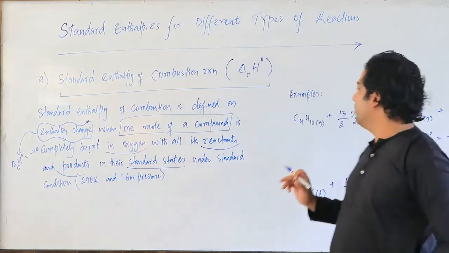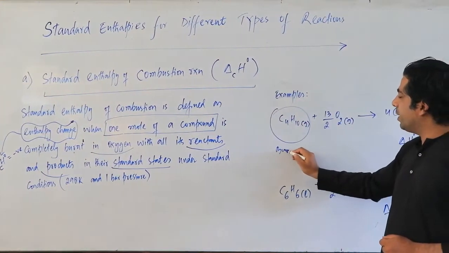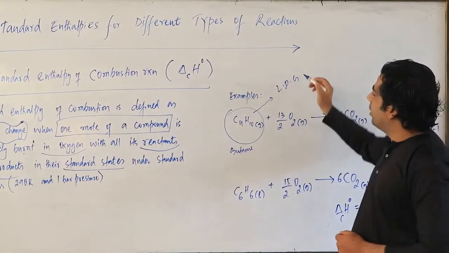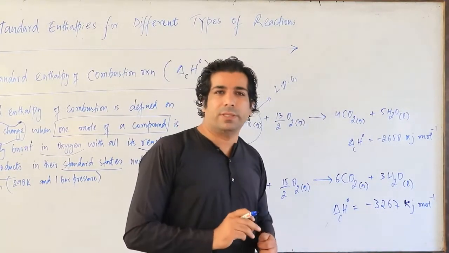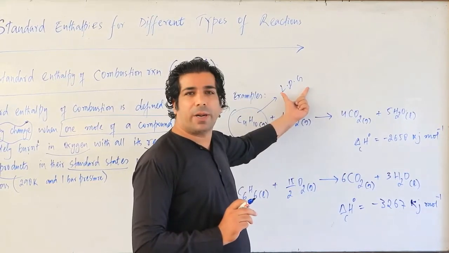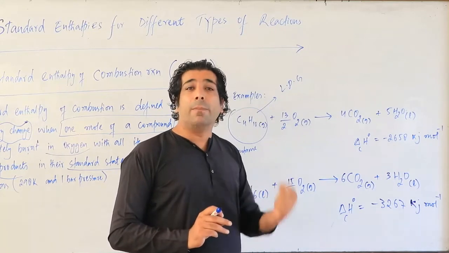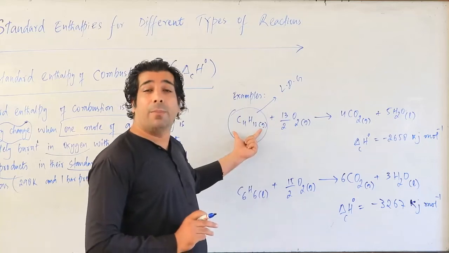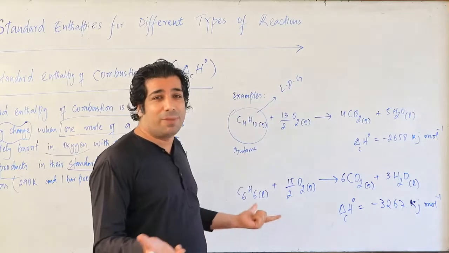Let's take an example. C4H10. This is butane. And remember, this butane is your LPG, liquefied petroleum gas, which we are burning at homes. The gas cylinders do contain LPG, liquefied petroleum gas. And there can be CNG also. Yes, compressed natural gas. So LPG is butane. Compressed natural gas is methane. You can burn methane also. That's also a combustion reaction.